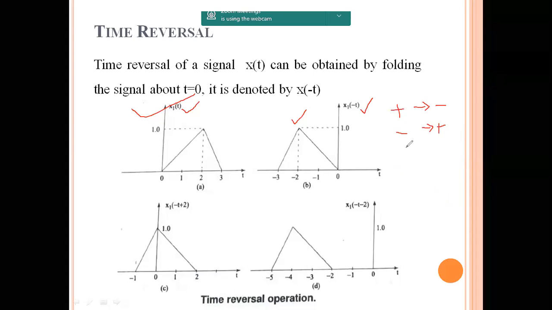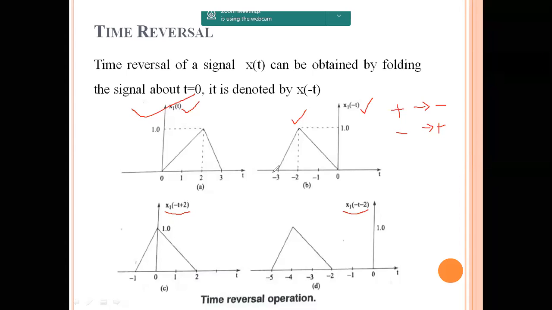Let me clarify the doubts regarding this operation. You are asked to sketch x1 of minus t plus 2, and also x1 of minus t minus 2. You have been given x1 of t, and you are asked to sketch x1 of minus t plus 2 and x1 of minus t minus 2. That means the x1 of minus t signal is advanced by 2 units.